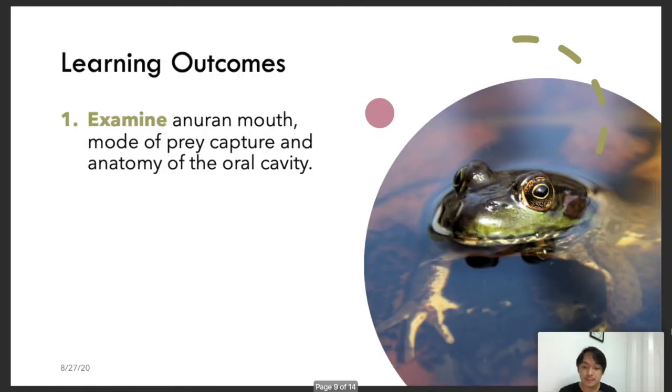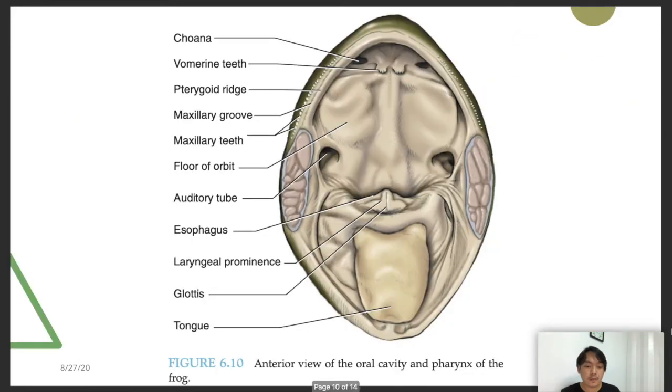For the learning outcomes, we will be examining the Anuran mouth, its mode of prey capture, and the anatomy of the oral cavity. This is quite a short discussion. This is an anterior view of the oral cavity and the pharynx of the frog. We have the cloaca and the vomerine teeth. These vomerine teeth are used to hold the insect inside.